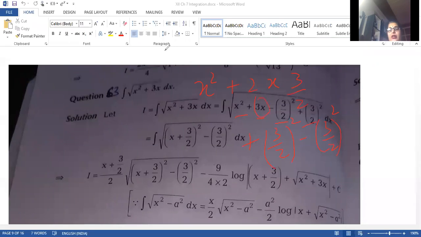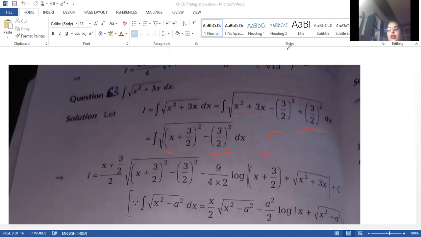I have broken this 3x so that you should know why I have done this, to make it a perfect square. Now you can see this one is what? You can take x square plus 3x plus 3 by 2 whole square. Clear? So this will be what? x plus 3 by 2 whole square minus 3 by 2 whole square.